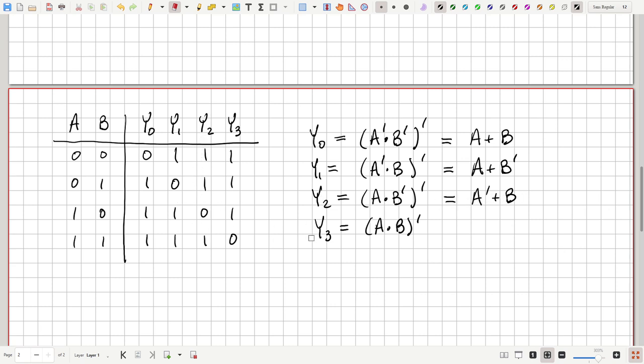And then finally, for Y3, that's going to be 0 only when A is 1 and B is 1. That's the only time it's going to be 0, so that would be not A or not B.